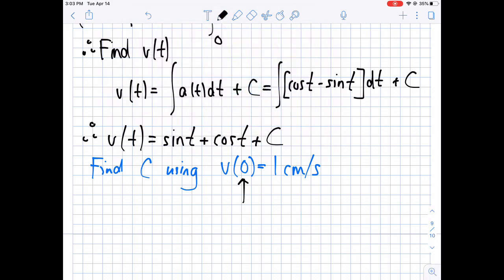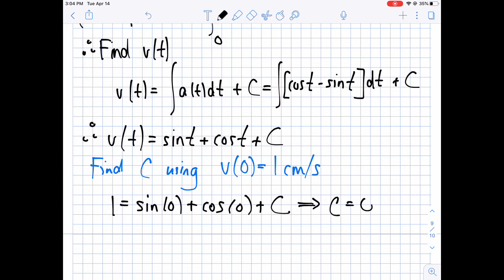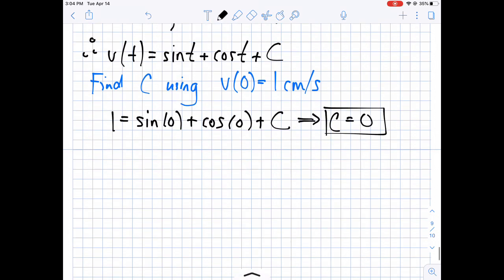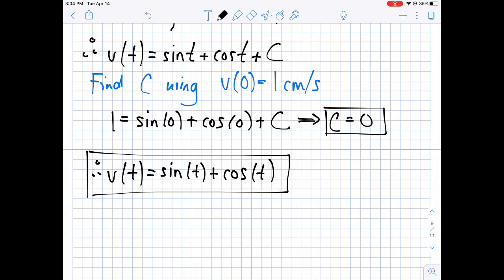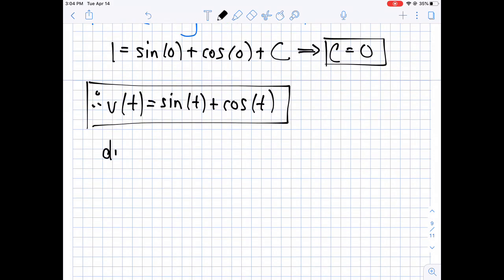Really, we plug in t equal to 0, and we have that our velocity should be equal to 1. So we have 1 is equal to sine of 0 plus cos of 0 plus c. Well, we know sine of 0 is going to be 0, cos of 0 is going to be 1, so we end up with c just being equal to 0. Okay, so really what we have is that the velocity function is exactly equal to sine of t plus cos of t. And because that is our velocity function, we're going to use that to find the displacement.